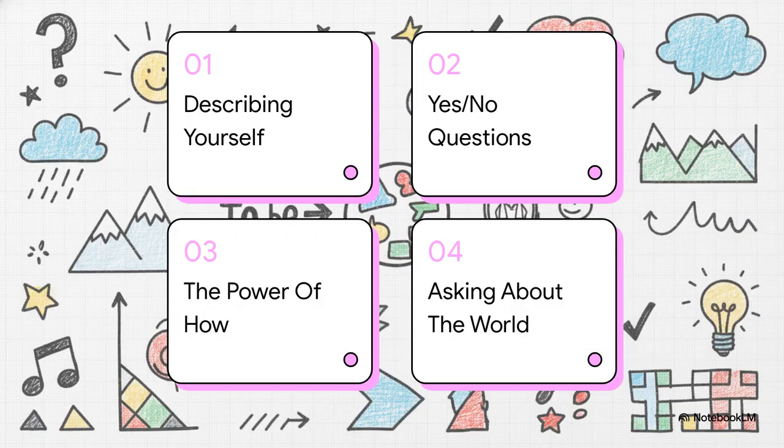Here's our roadmap for today. Number 1, describing yourself and others. Number 2, asking yes or no questions. Number 3, the power of how. And finally, number 4, asking about the world. Let's just dive right in.